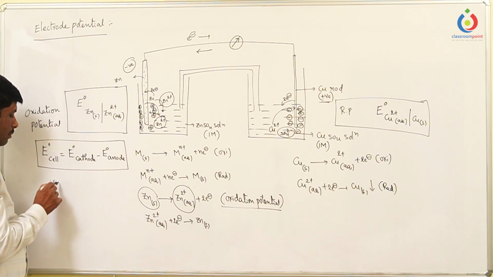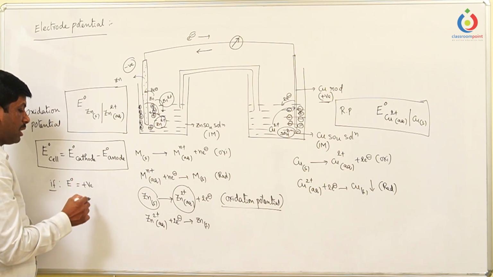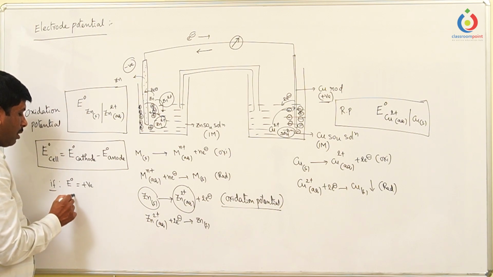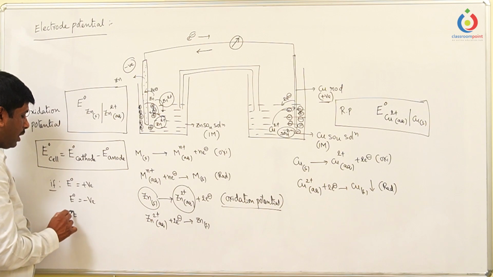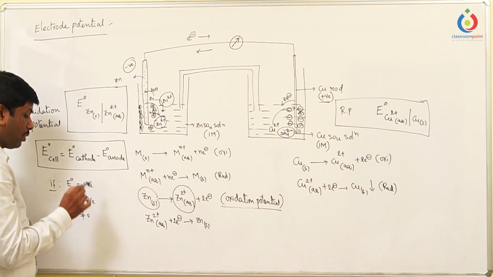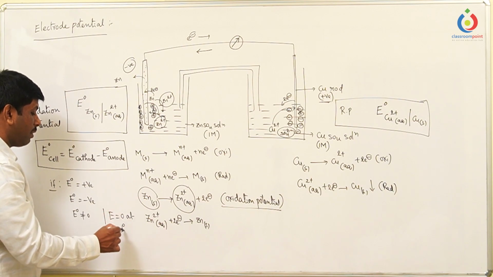So if the E0 value is positive, then the cell works. If the E0 value is negative, that cell will not work. The E0 value is never 0, not even at equilibrium, but the E value equals 0 at equilibrium.